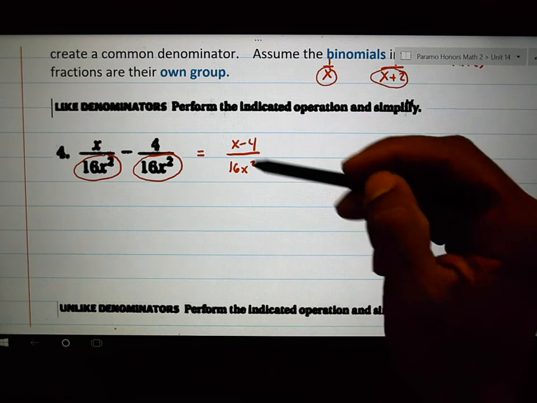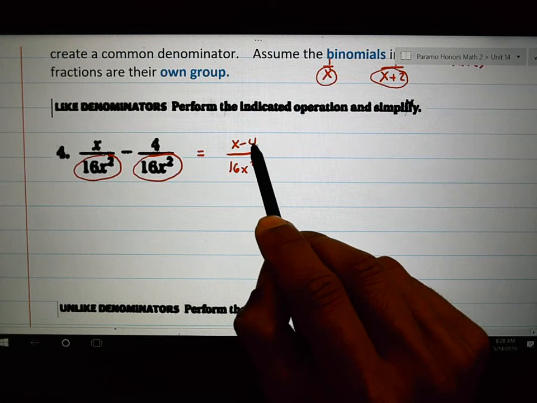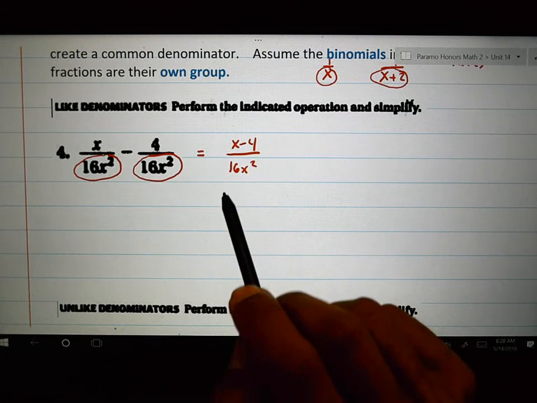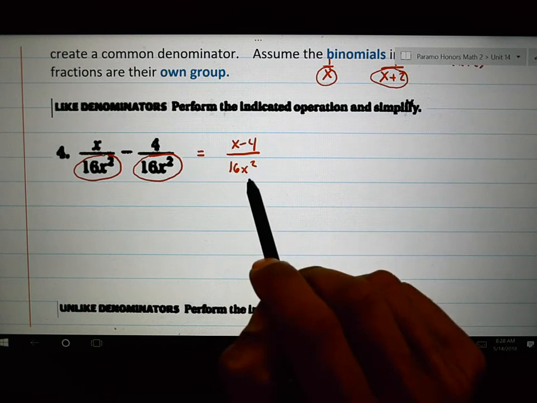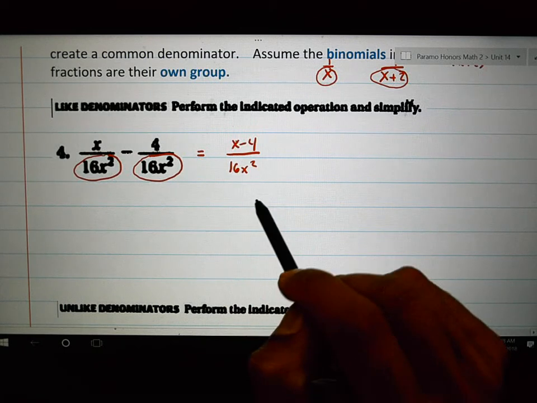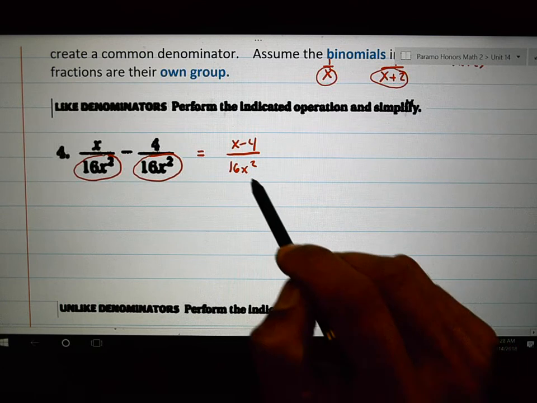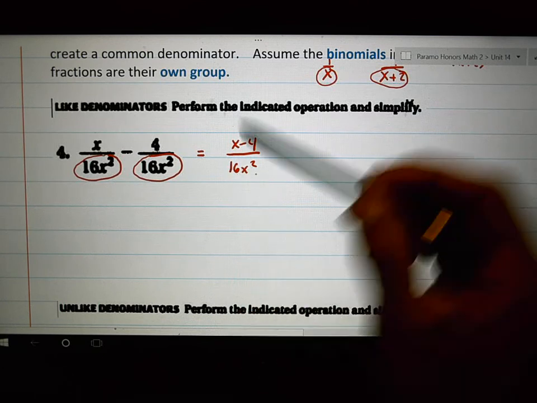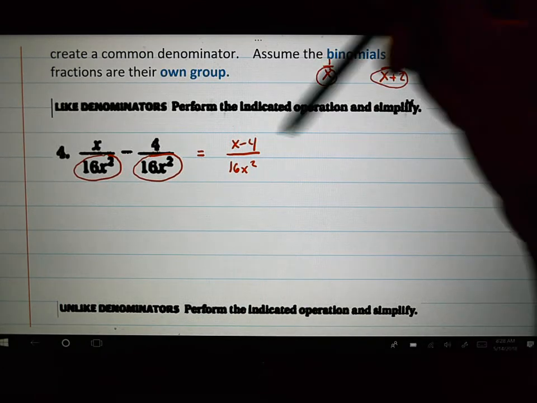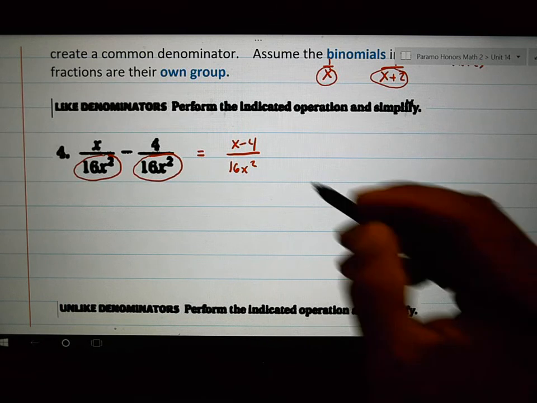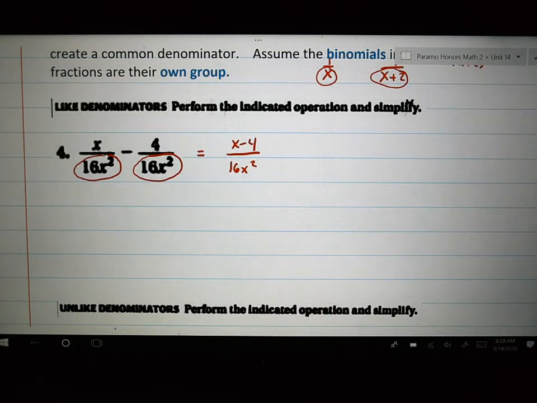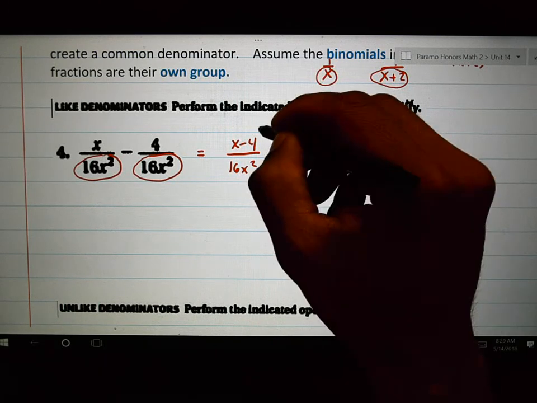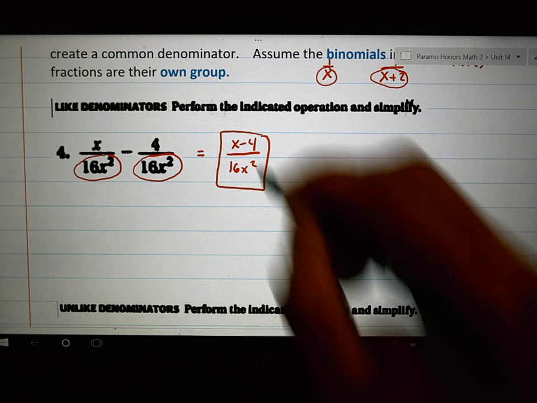No, you cannot reduce because the x is in a relationship with this 4 with that minus sign. It's in a group. Do not reduce here because it's not a group of multiplication. Down here it is, but up here you are subtracting something which makes it its own group. You can only reduce if there was an x minus 4 in the denominator that's being multiplied by the other groups. So this is what I would leave my final answer as.